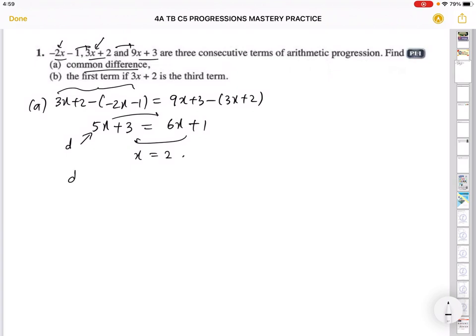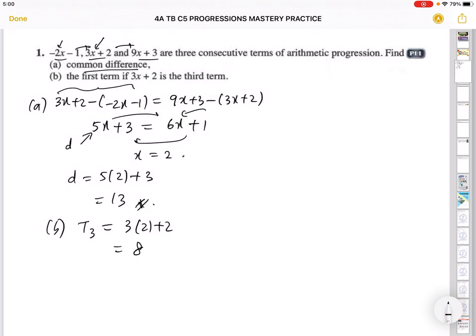So to find your common difference, I put 2 inside 5x plus 3. You can even put 2 inside 6x plus 1, it is the same. It is going to give us 13. Now then find the first term. 3x plus 2 is the third term. So I know the third term is 3 times 2 plus 2, which is 8.